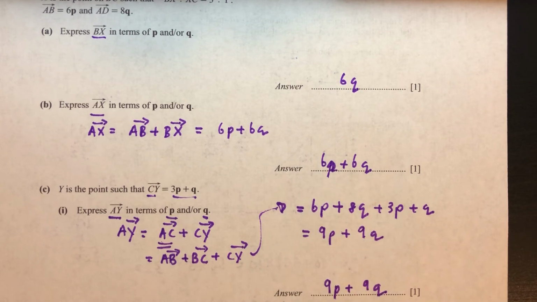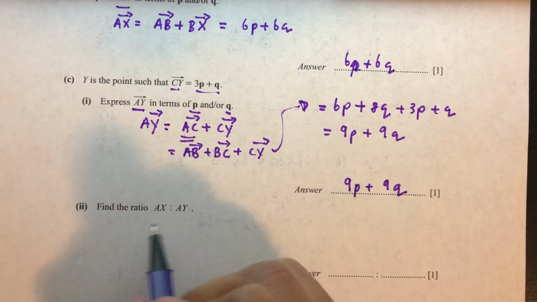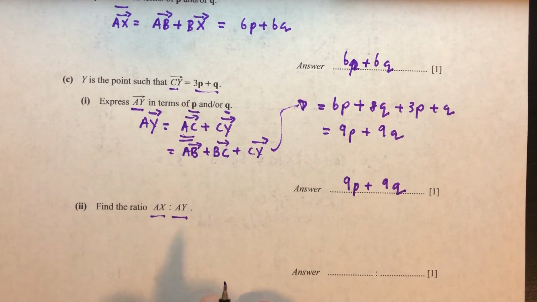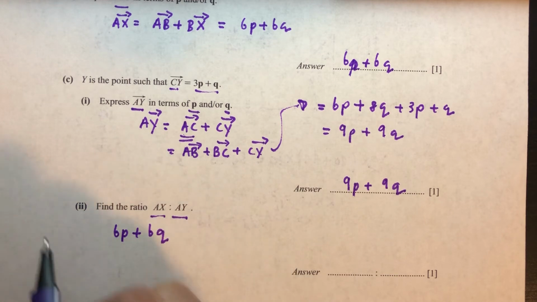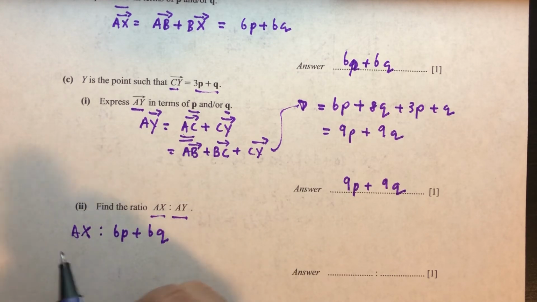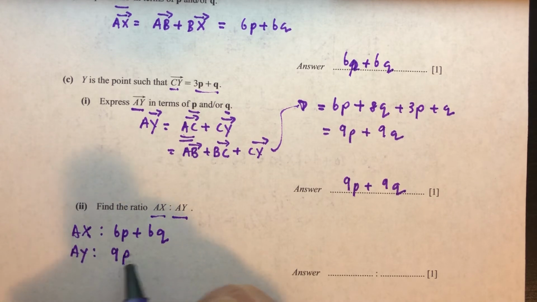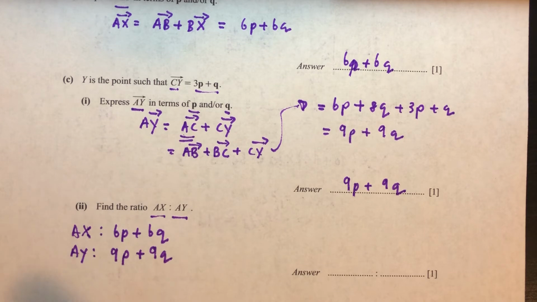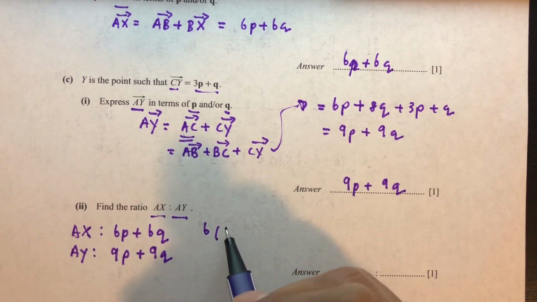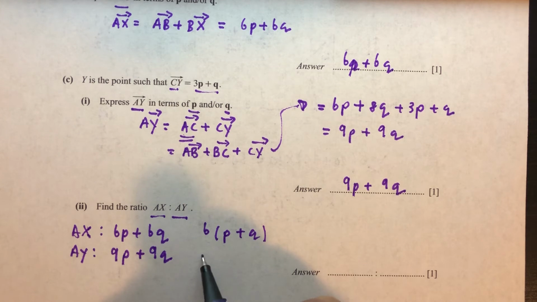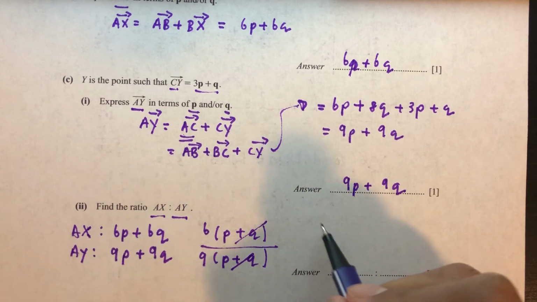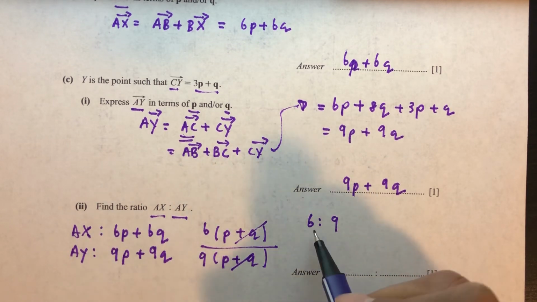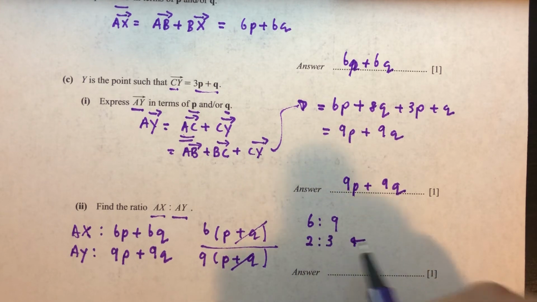Okay. And now for the last part, we have to find the ratio of AX and AY. So what is AX? AX is 6p plus 6q. That's AX. And AY is 9p plus 9q. So let's take out what is common. So we'll take 6 out, that will be p plus q. And we'll take 9 out, p plus q. You see that those two cancel out. We will have 6 to 9. So divided by 3, we have 2 to 3. The ratio is 2 to 3.